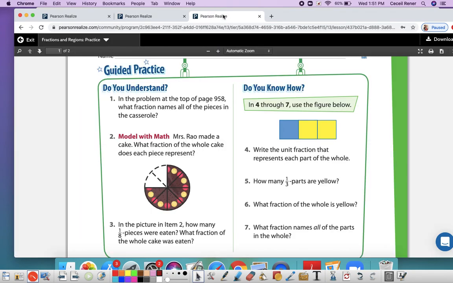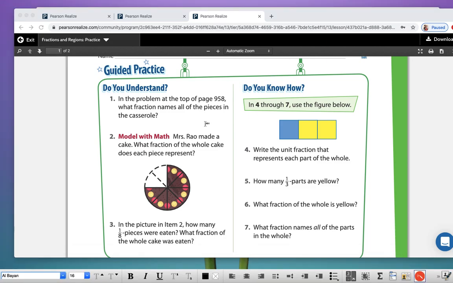Okay, so let's practice. Let's go to our guided practice on page 959. It says in the problem at the top of 958, what fraction names all of the pieces in the casserole? So we have to go to page 958. What would that be? So you have to figure out how many pieces there are and how many are total. It would be 6/6. 6/6 also equals 1, but our fraction is 6/6.